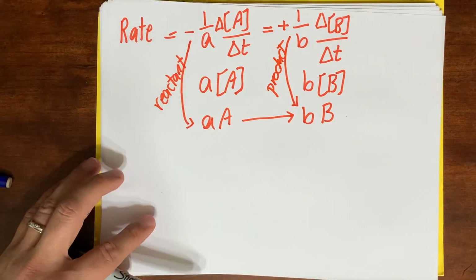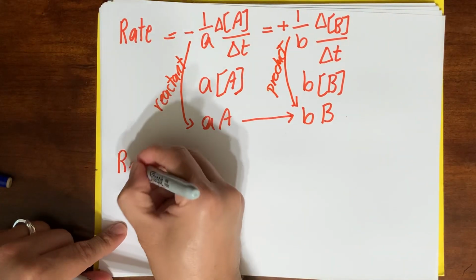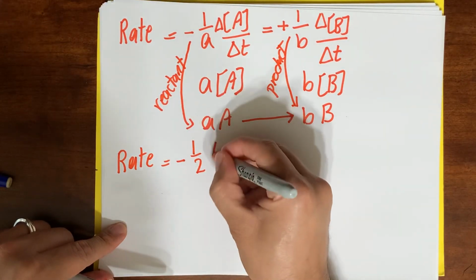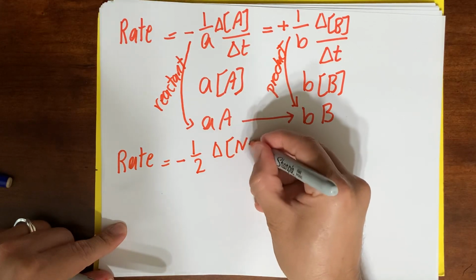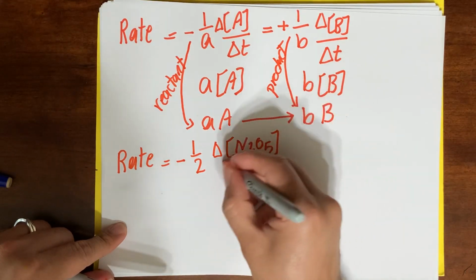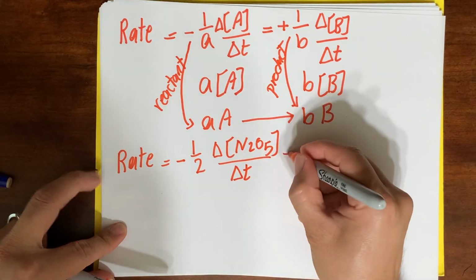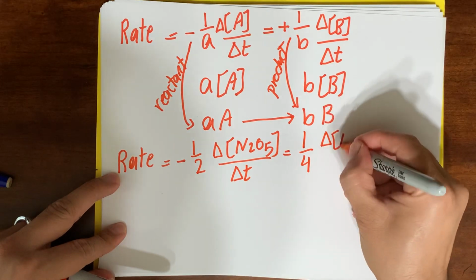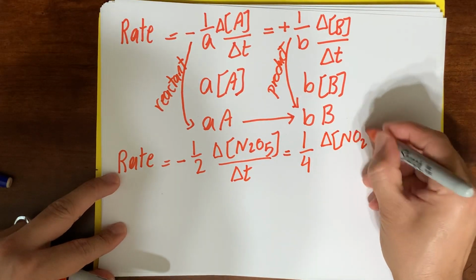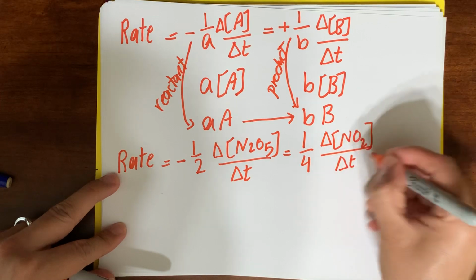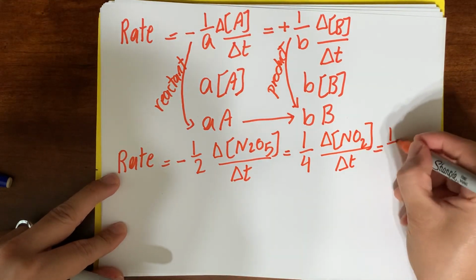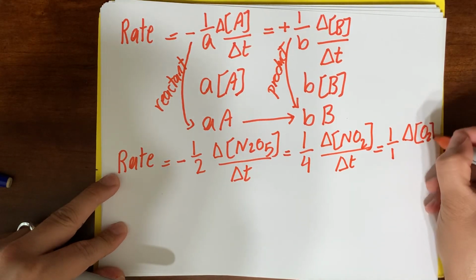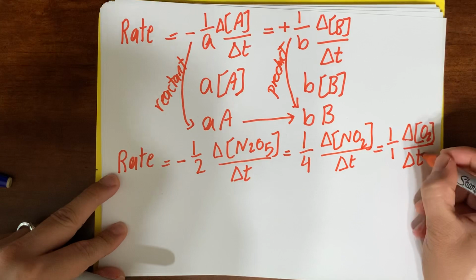Okay. So now check this. Rate equals minus 1 over 2 delta N2O5 over delta T, equals 1 over 4 delta NO2 over delta T, equals 1 over 1 delta O2 divided by delta T.